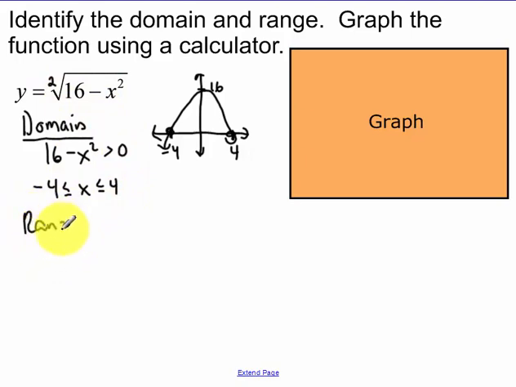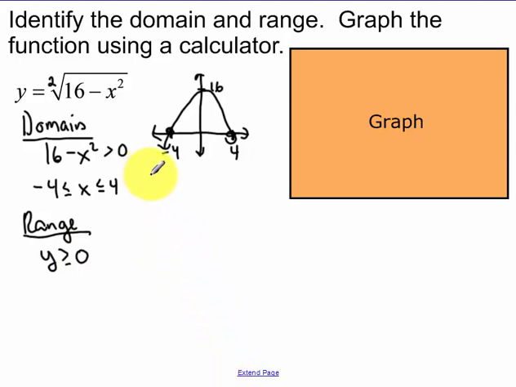Now the range. No matter what numbers I'm putting inside there on the interval from -4 to 4, I can then write the range as a positive number, because whenever I square root something, that's always going to be a positive number. So y has to be greater than or equal to 0.